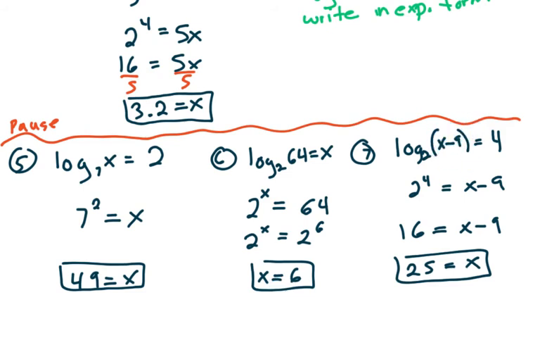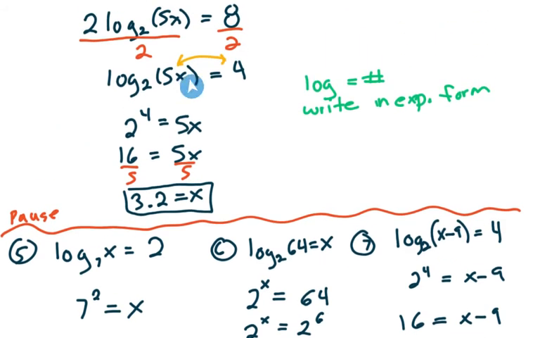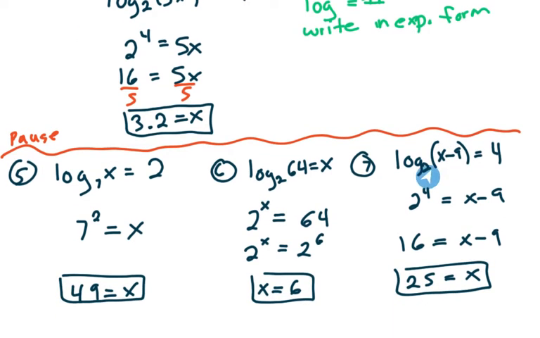Now here, this x minus 9 has the same properties as this 5x. So we can't just divide by 5 because it's inside the log. Same thing, we can't add 9 because it's inside the log. So we'll write it in exponential form. This will be 2 to the 4th equals x minus 9. And 2 to the 4th is 16. And then we can add 9 to each side. Right, so that's our second type, with logs on one side of the equation.